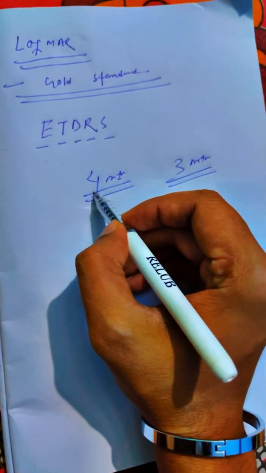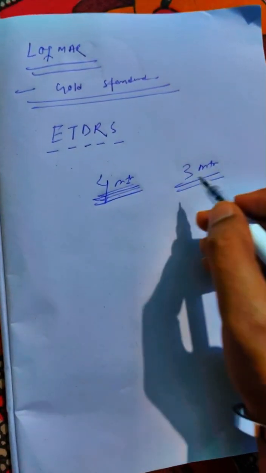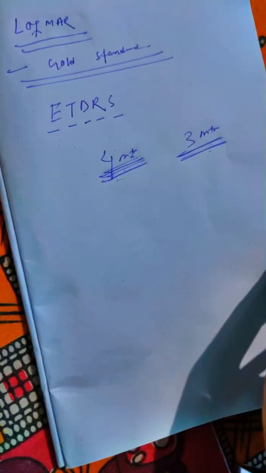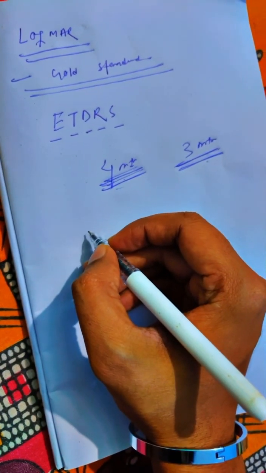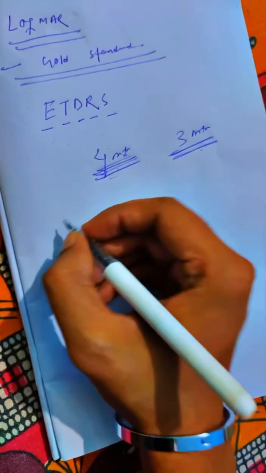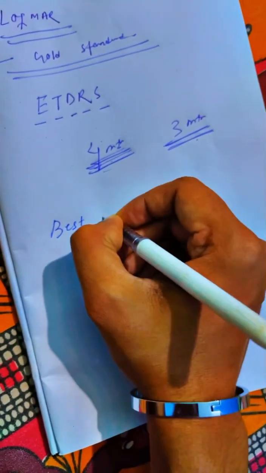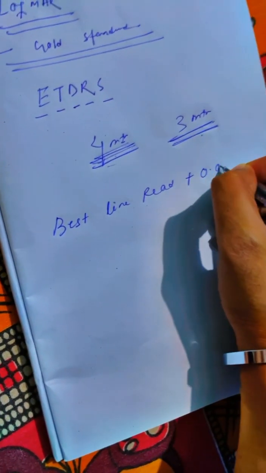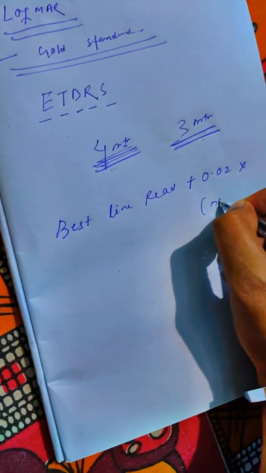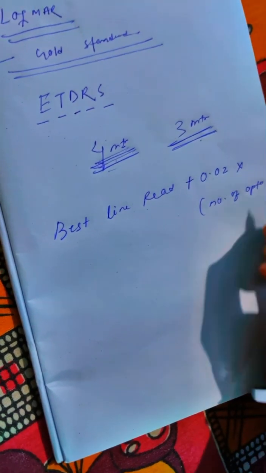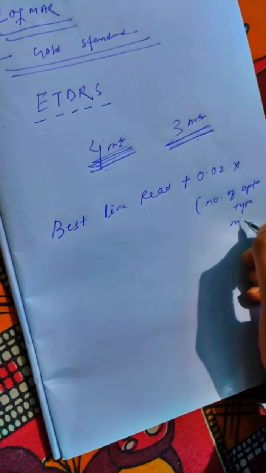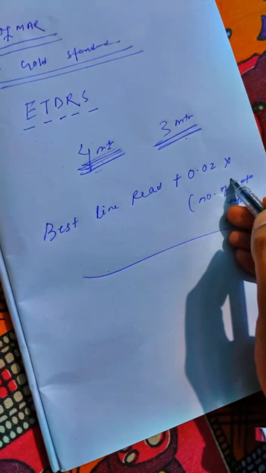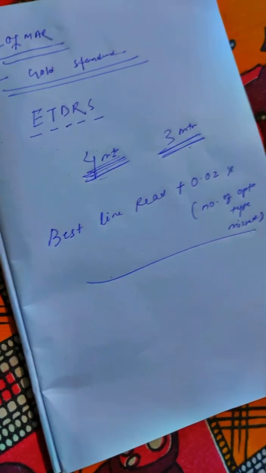The standard distance for the LogMAR chart is 4 meter, but a few are available at 3 meter also, so we can use both of them accordingly. There is a formula to record visual acuity through the LogMAR chart: best line read plus 0.02 into number of optotype missed.